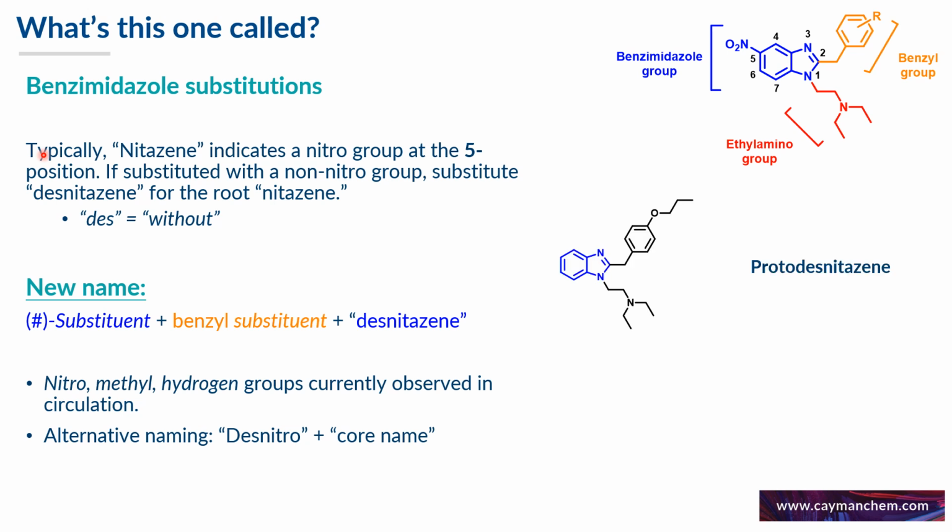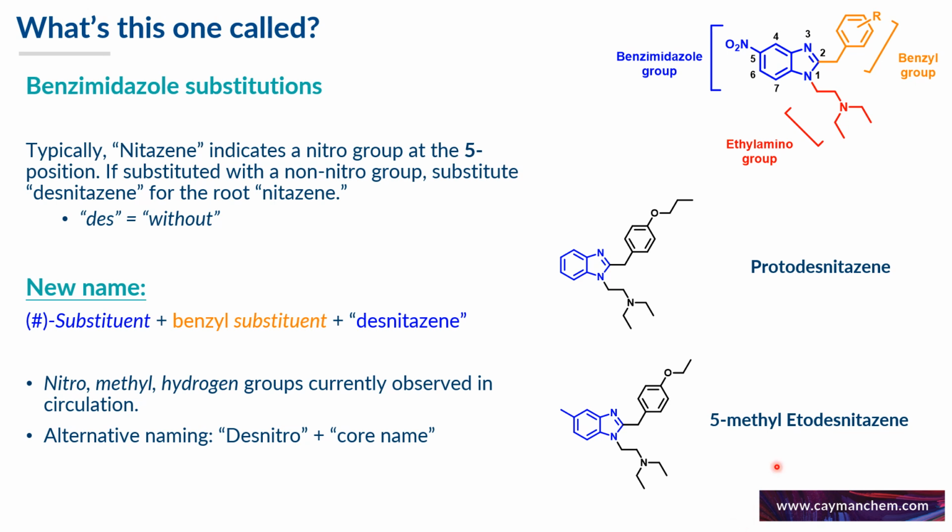If we look at the benzyl substituent, which has a propoxy group here, that makes this protonitazene, but there's no nitro group at the 5 position. So we would modify this name to proto-desnitazene. If the nitro group is swapped out for a different functional group altogether, we must first add the position of the substituent on the benzimidazole, then the substituent abbreviation, in front of the term des modified core name.